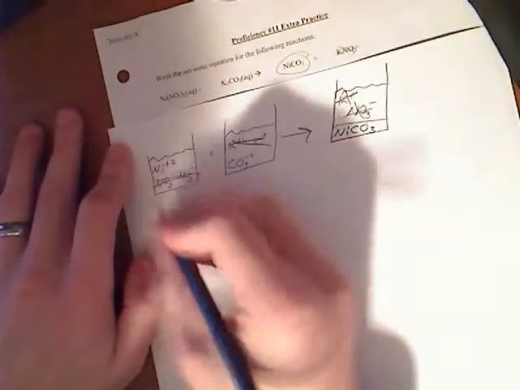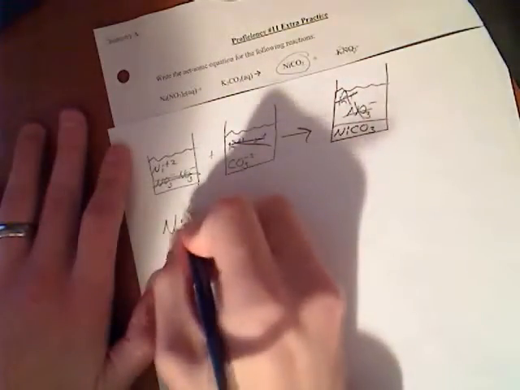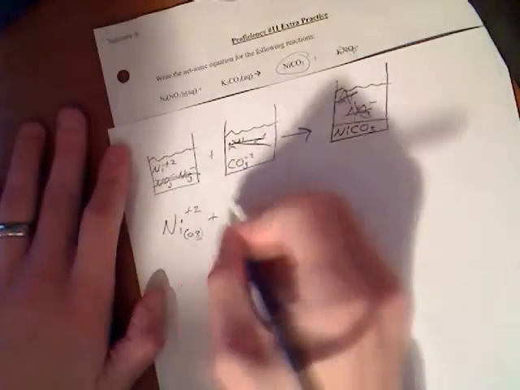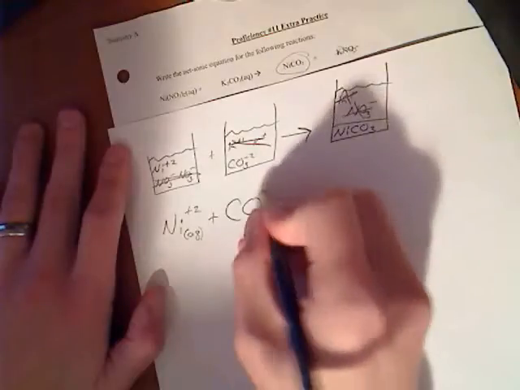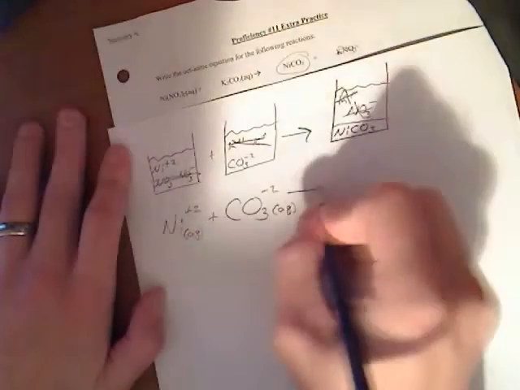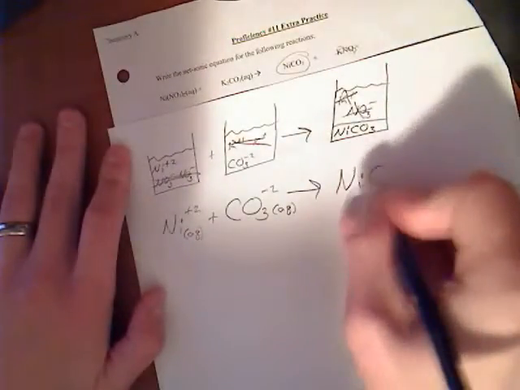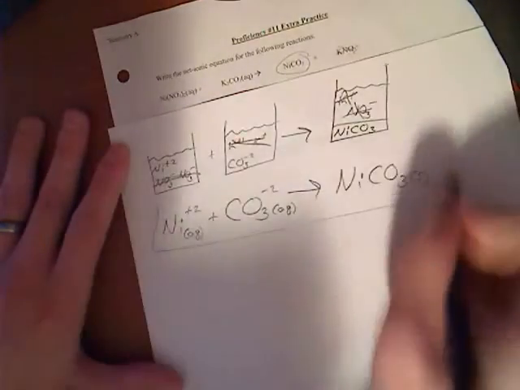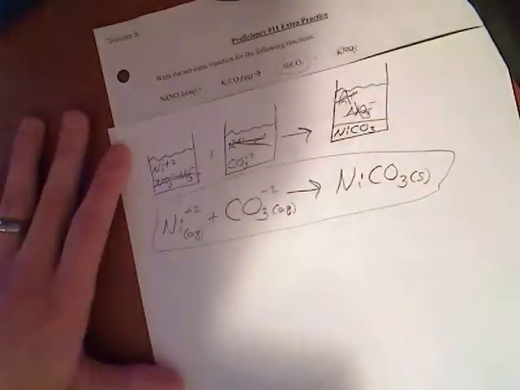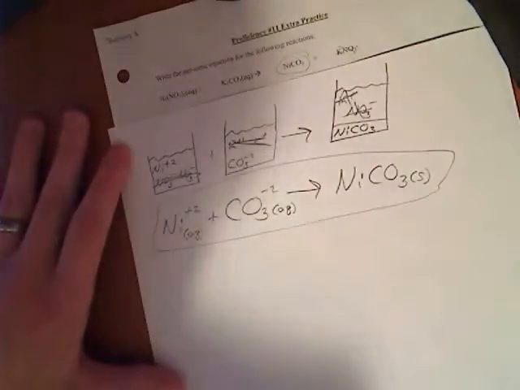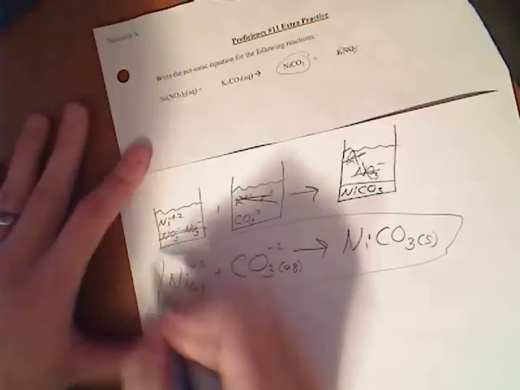So what happened here is nickel with a +2 charge was dissolved in water. It combined with carbonate with a -2 charge that was also dissolved in water, and it made nickel carbonate solid. So this is the answer. That is a net ionic equation. It's what actually happened to the ions. The rest of the stuff didn't really matter. They were dissolved before, they were dissolved after, it doesn't matter. So the answer to this is, well, this.